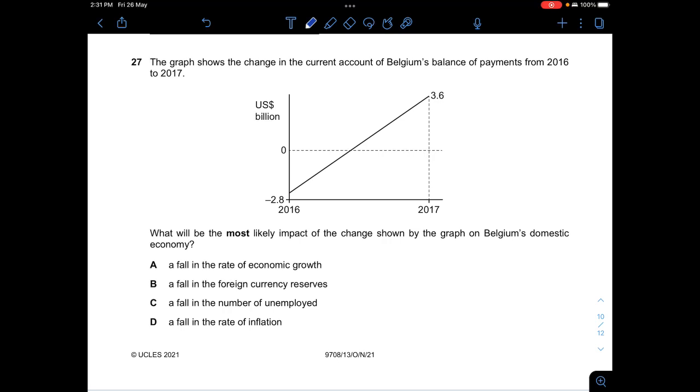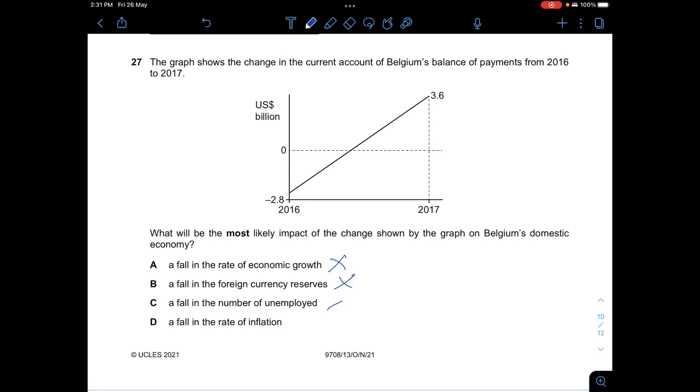It says a fall in the real economic growth, which is wrong. There is economic growth. And B, a fall in the foreign currency reserves, which is wrong. There are more currency reserves because now there's more inflow of money. And C, the fall in the number of unemployed people, which is correct because now you have more inflow of money. So that means that your employment has increased. And D, a fall in the real inflation.